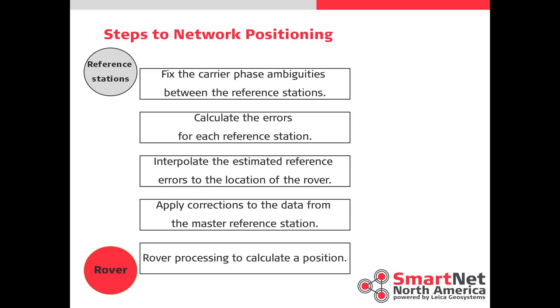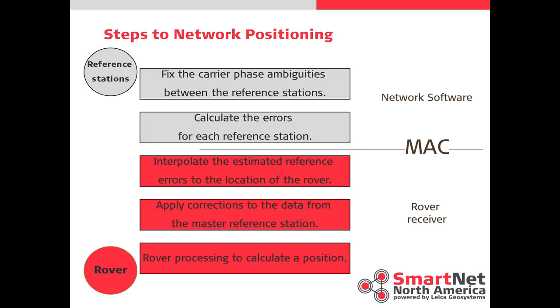So if we look at the steps that we talk about in network positioning, these are all the steps that we have to go through either on the server side or the rover side. And the reason we're showing this graphic is we can show what's happening on the network level. So if we have the reference stations at the top and the rover at the bottom, we have 5 different steps to take for the rover to calculate a position.